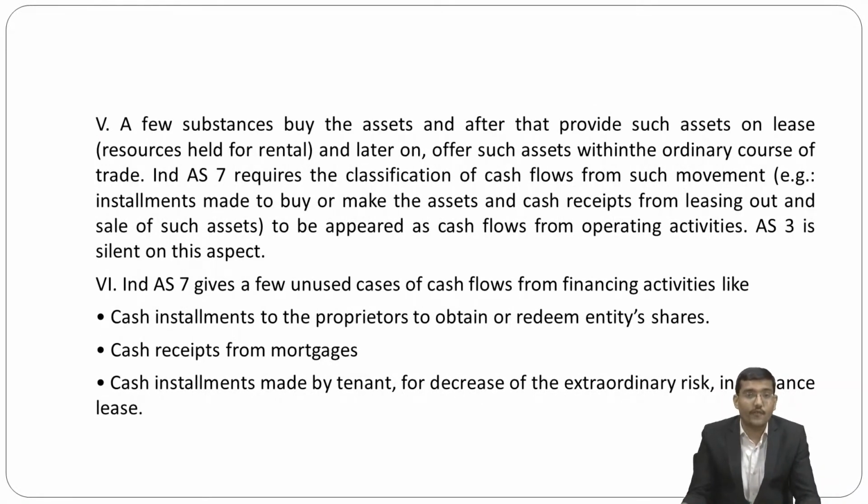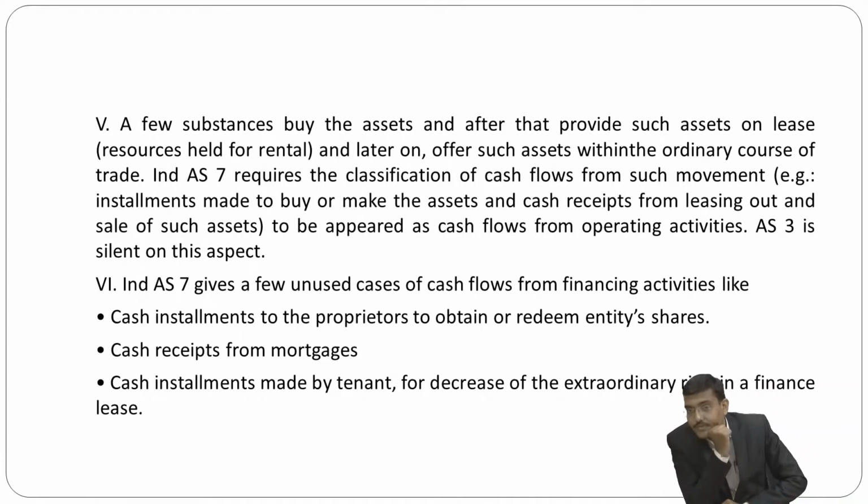Next is a few substances held by the asset, and after that provide such asset on a lease, and later on offer such assets within the ordinary course of trade. The Indian Accounting Standard 7 requires the classification of cash flow from such movement, and it is to be shown as a cash flow from operating activity, while the Accounting Standard 3 is silent in this respect, in this matter.